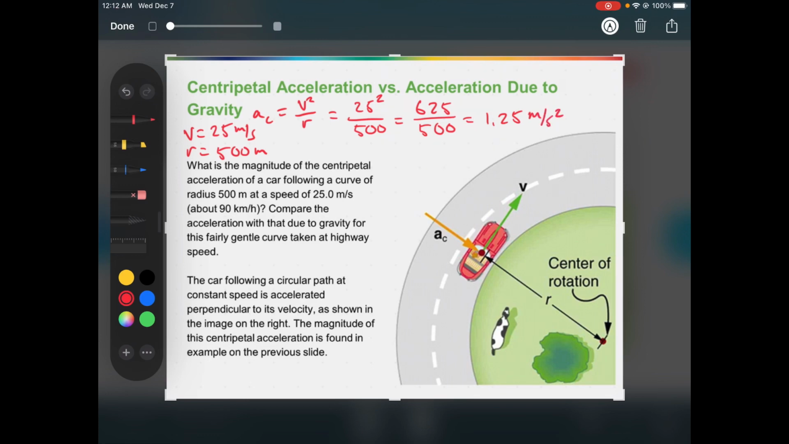So how does that compare to gravity? What we want to do is divide that by gravity. First off, that's one of our two answers here. 1.25 divided by 9.81. So we want to see how many g's of force they are feeling as they go around this curve, or g's of acceleration, really. So that comes out to be about 0.127, which is not much. It's not even a whole g, right?